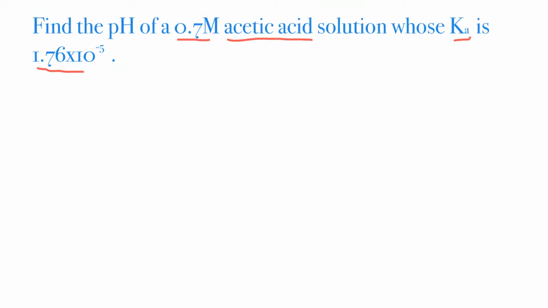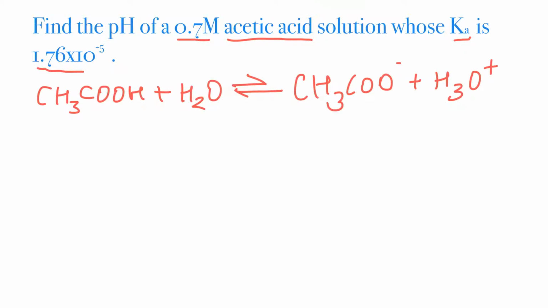So let us set up the dissociation equation that we had learned in class. I will give you the left side of the equation and I want you to figure out the right side. Pause the video and figure it out. And here you go. You have the acetate ion and the hydronium ion on the right side of the equation.